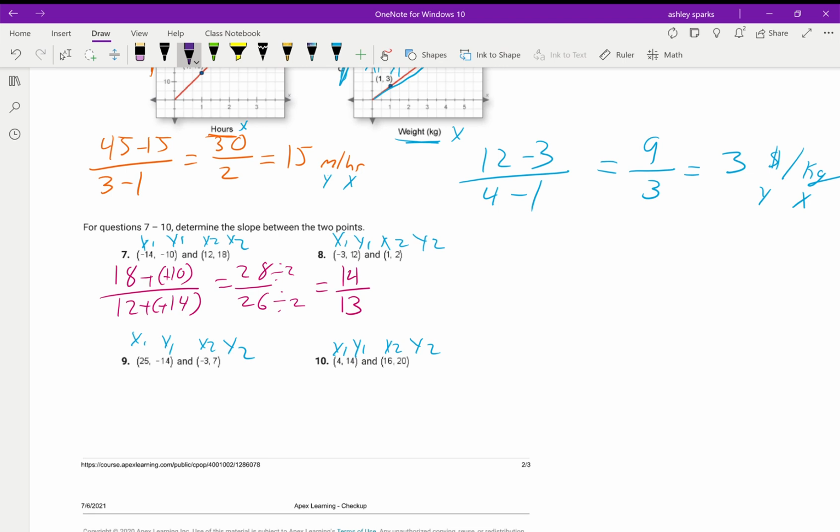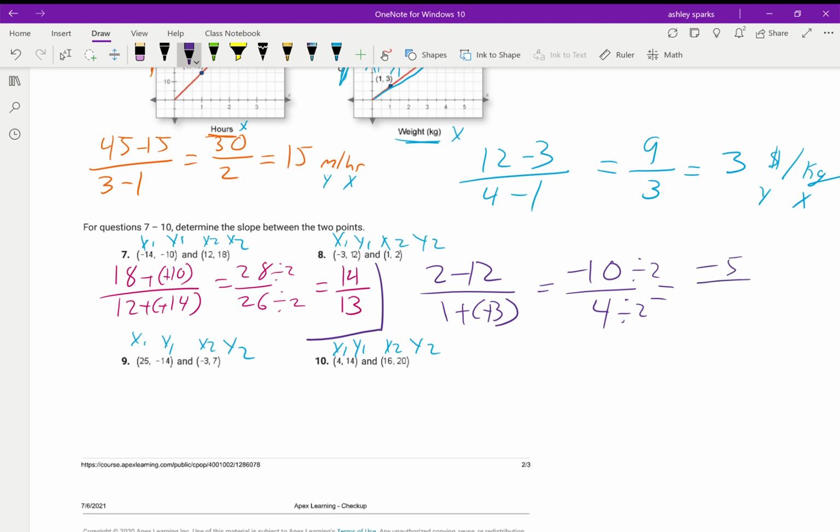Again, we're seeing it's ending in a fraction. Next one, y2 is 2 minus 12 over x2 is 1 minus negative 3. 2 minus 12 will give me negative 10 over 1 minus negative 3. They become positive, so that's 4. Again, both of these are even. We could divide by 2. We get negative 5 over 2. When you see a negative with a slope, that's telling you this would be a downward slope, whereas the 14 over 13 should be going upward.